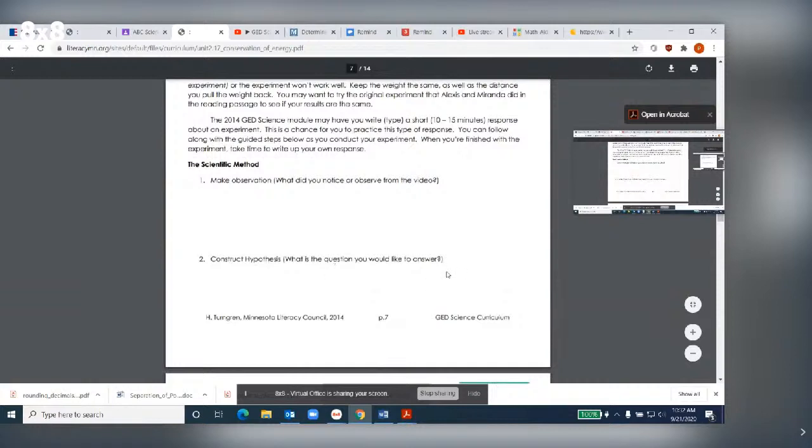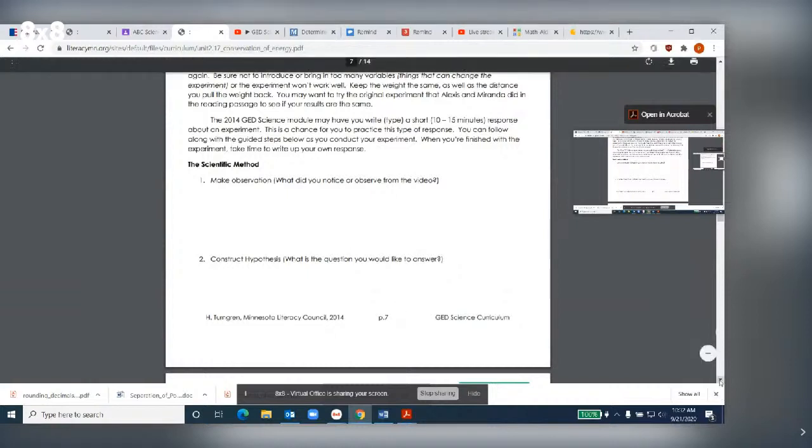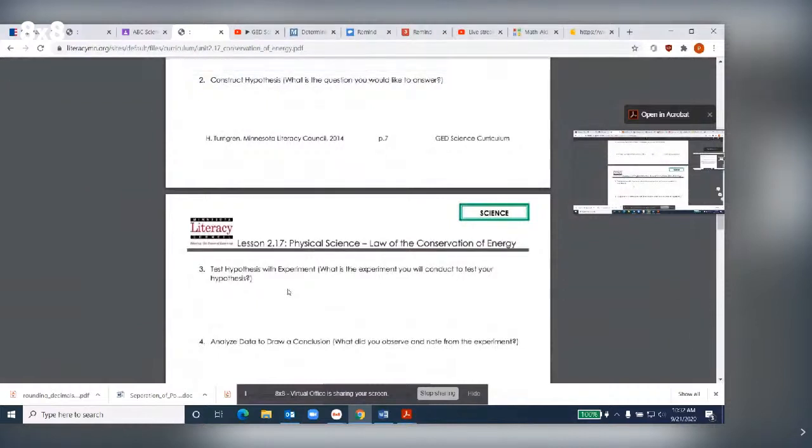What is the question you would like to answer? So maybe you're going to say it's out of gas. Maybe you're going to say the battery's dead. Maybe you're going to say the alternator's shot. You make your hypothesis as to why your car isn't starting. Then the next step in the scientific method is you test that. So if you say you're out of gas, you put gas in your car. And then you're going to see if your car starts, and that would be analyze data, draw a conclusion.